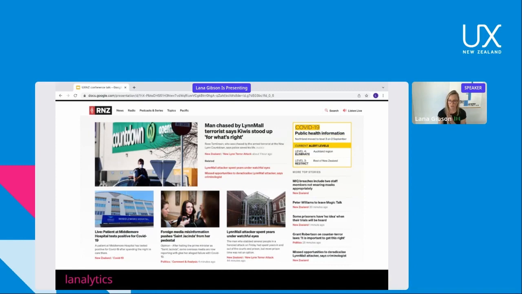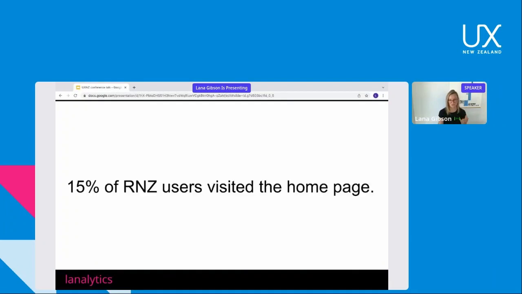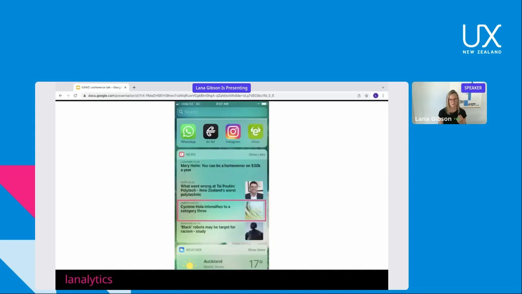Now, keeping in mind this is for your larger sites, for your smaller sites, people often Google your brand name. For example, for me, it'd be Lanalytics, and let's start on the homepage. But for your larger sites, often you'll find that this is the case. So, for example, RNZ, they had a really long homepage and they put a lot of effort into it. Everyone was always wanting their content on the homepage, their news stories at the top. They really focused a lot of attention and resources on it. But we found out that only 15% of users actually visited the homepage, which is quite a low amount.